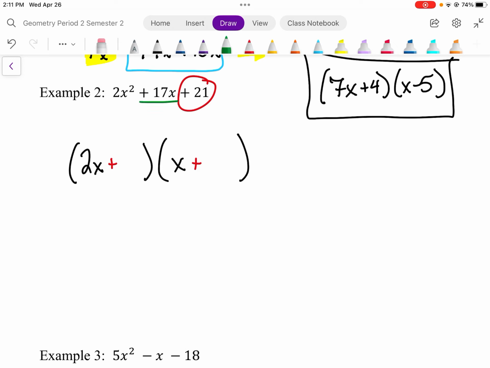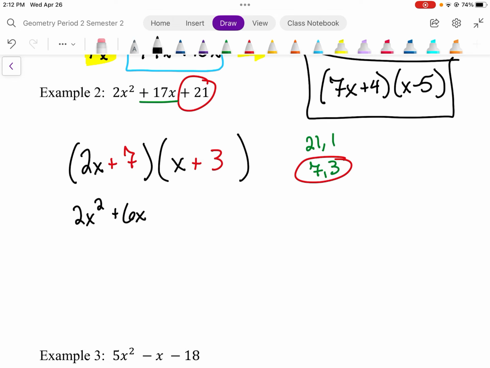And they're going to add together to be 17. This one might be easier because the only factors of 21 are 21 and 1 or 7 and 3. So if we try, I'm going to go with the 7 and 3 first. So let's try with 7 with the 2x and 3 with x. And if we check our answer, we would get 2x squared plus 6x plus 7x plus 21. But if we combine our like terms here, that's only 13x. So we don't quite have enough.